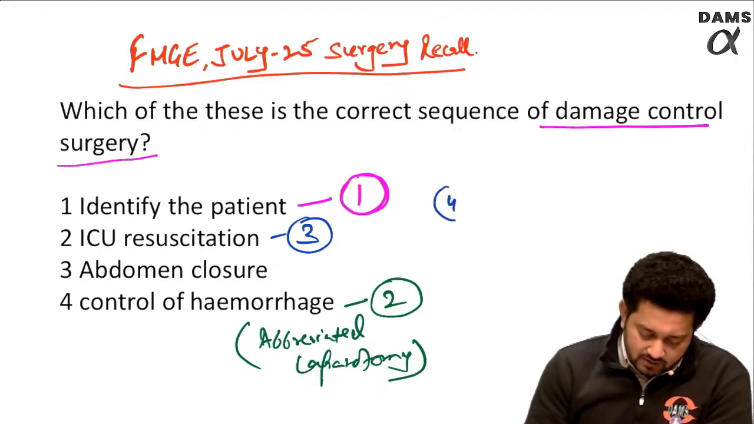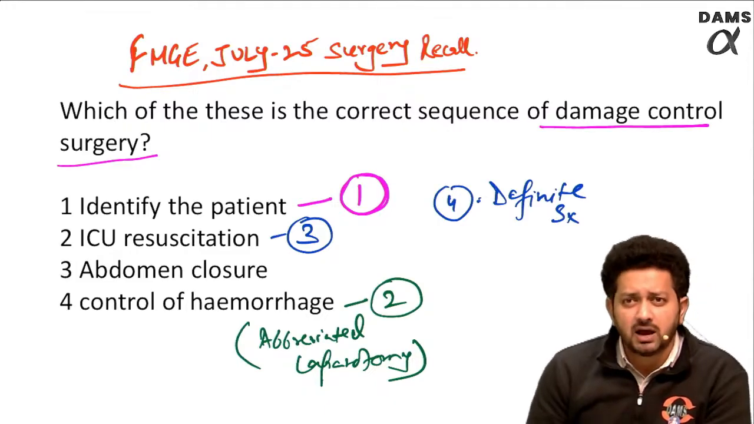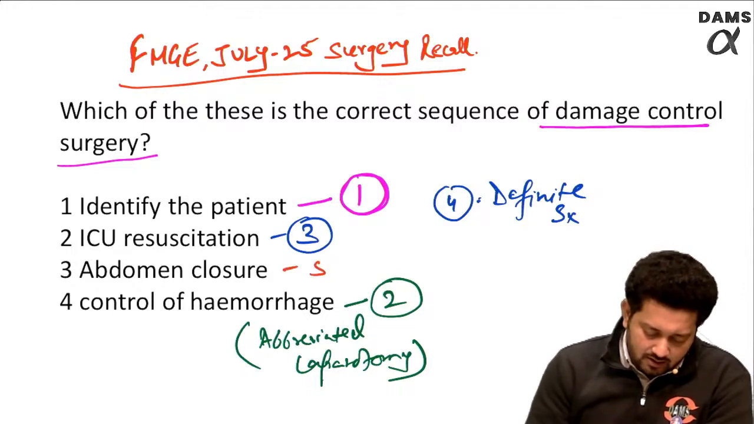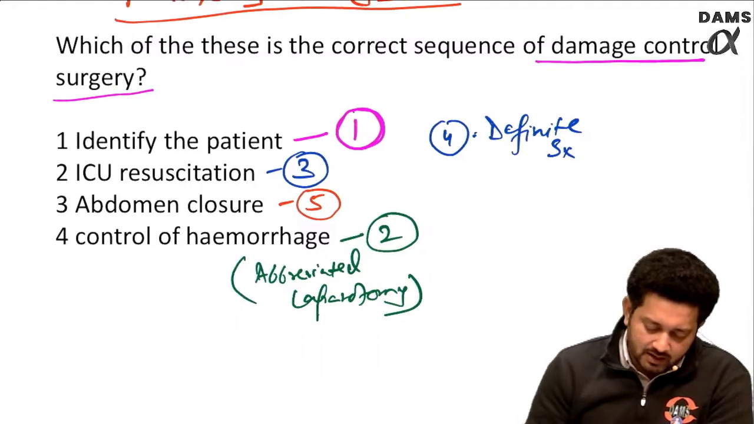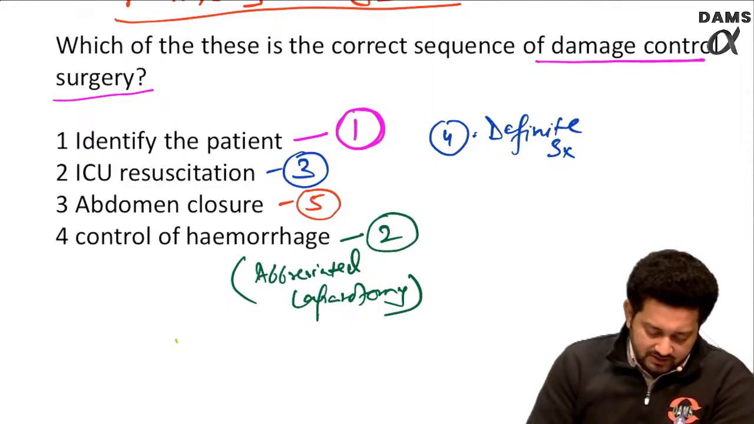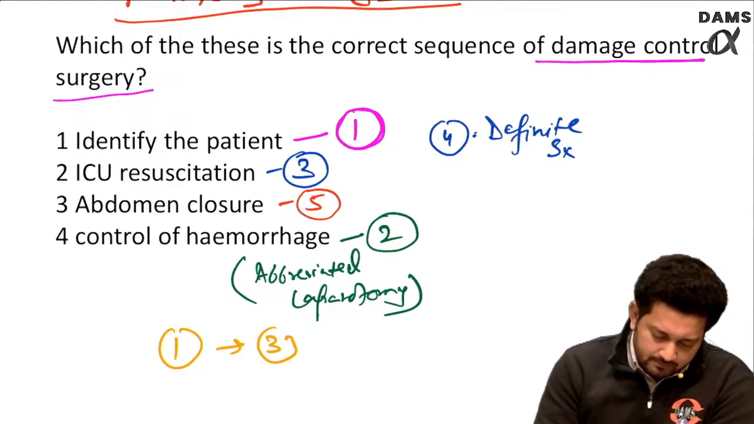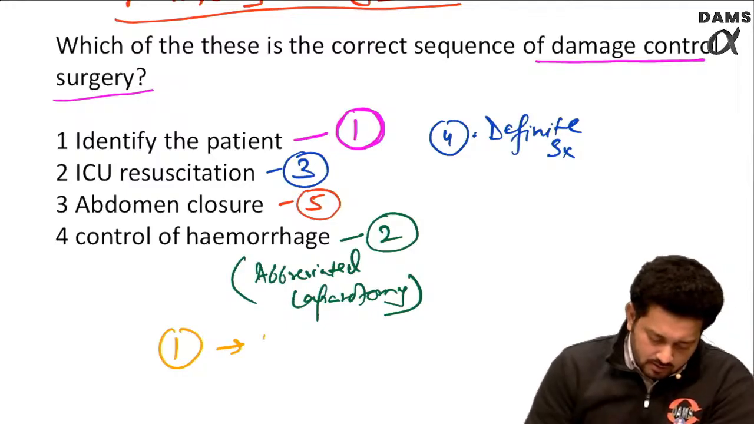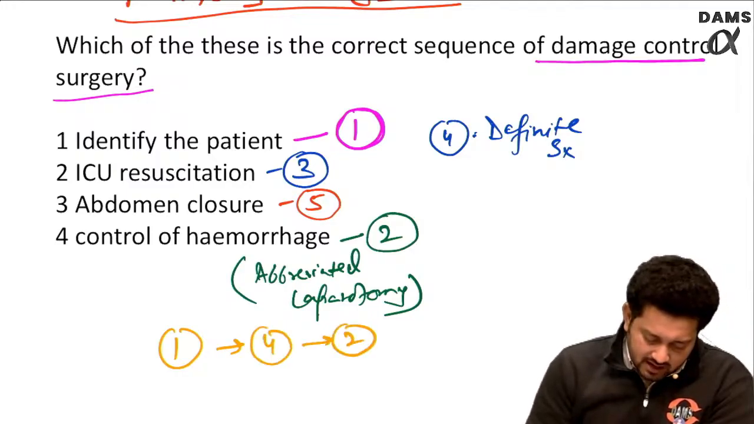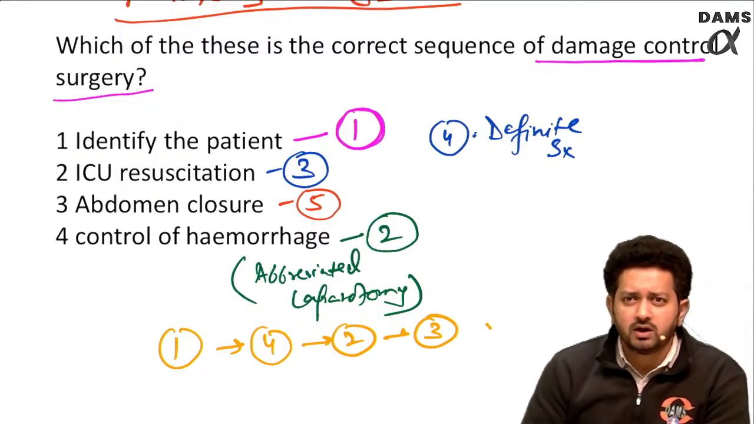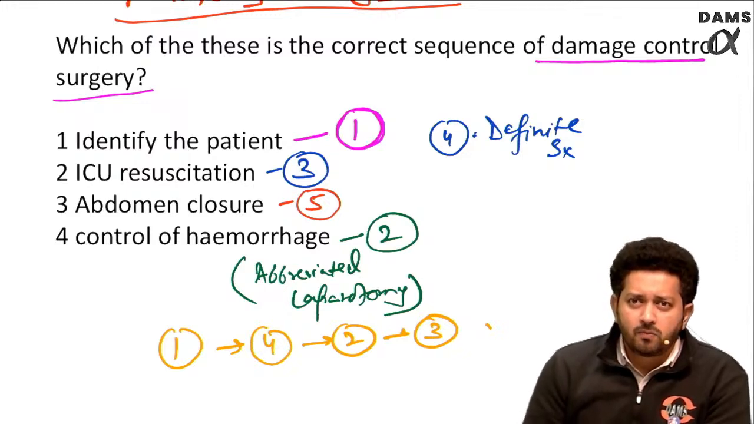So I'll write fourth is the definitive surgery, and if possible you can close the abdomen. If it is not possible, then the abdominal closure can be done later on. So this is the sequence. I guess that was the question. So first, then comes third, then comes fourth, then comes the second, and finally the abdominal wall closure. So this should be the answer.